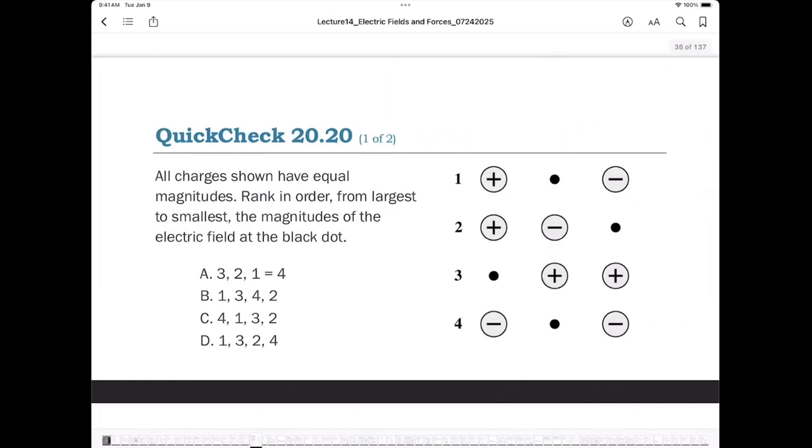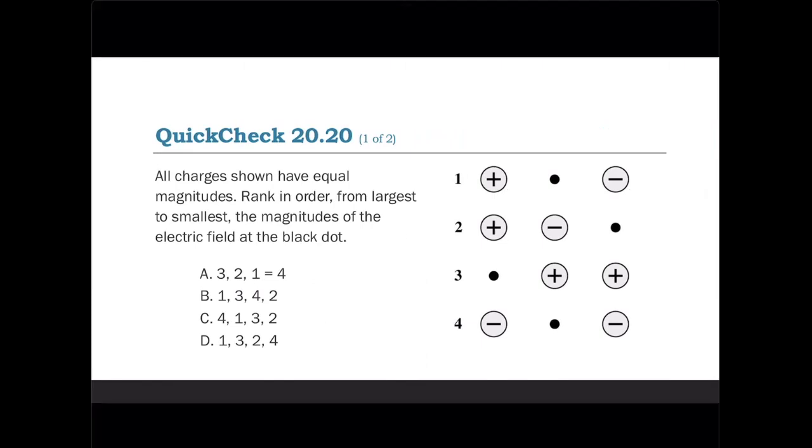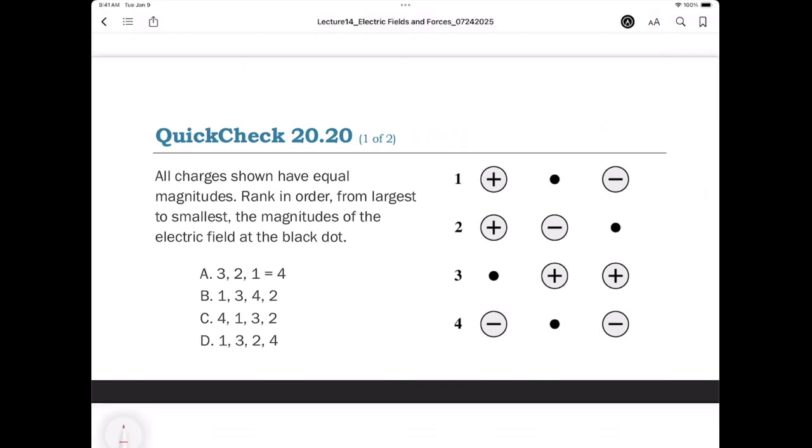All charges shown have equal magnitudes. Rank in order from largest to smallest the magnitudes of the electric field at the black dot. Here, this one should be outward. This one should be inward, and this one should be inward, outward. But this one is inward.